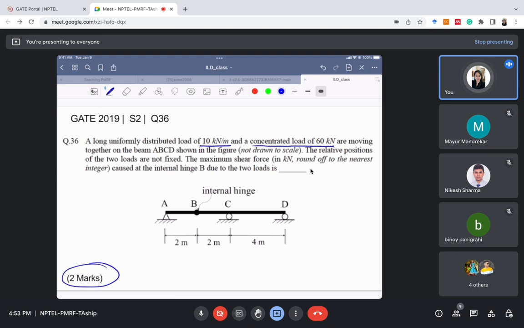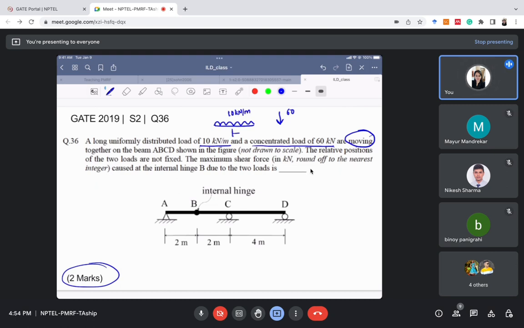A uniformly distributed load of 10 kilonewton per meter and a concentrated load of 60 kilonewton are moving together. So at that point, you should know that you have to draw the ILD, if you see the word moving. They are moving together on the beam ABCD as shown in the figure. The relative position of the loads is not fixed. We have two loads, one is a uniformly distributed load and the other a concentrated load of 60 kilonewton, so their relative positions are not fixed.